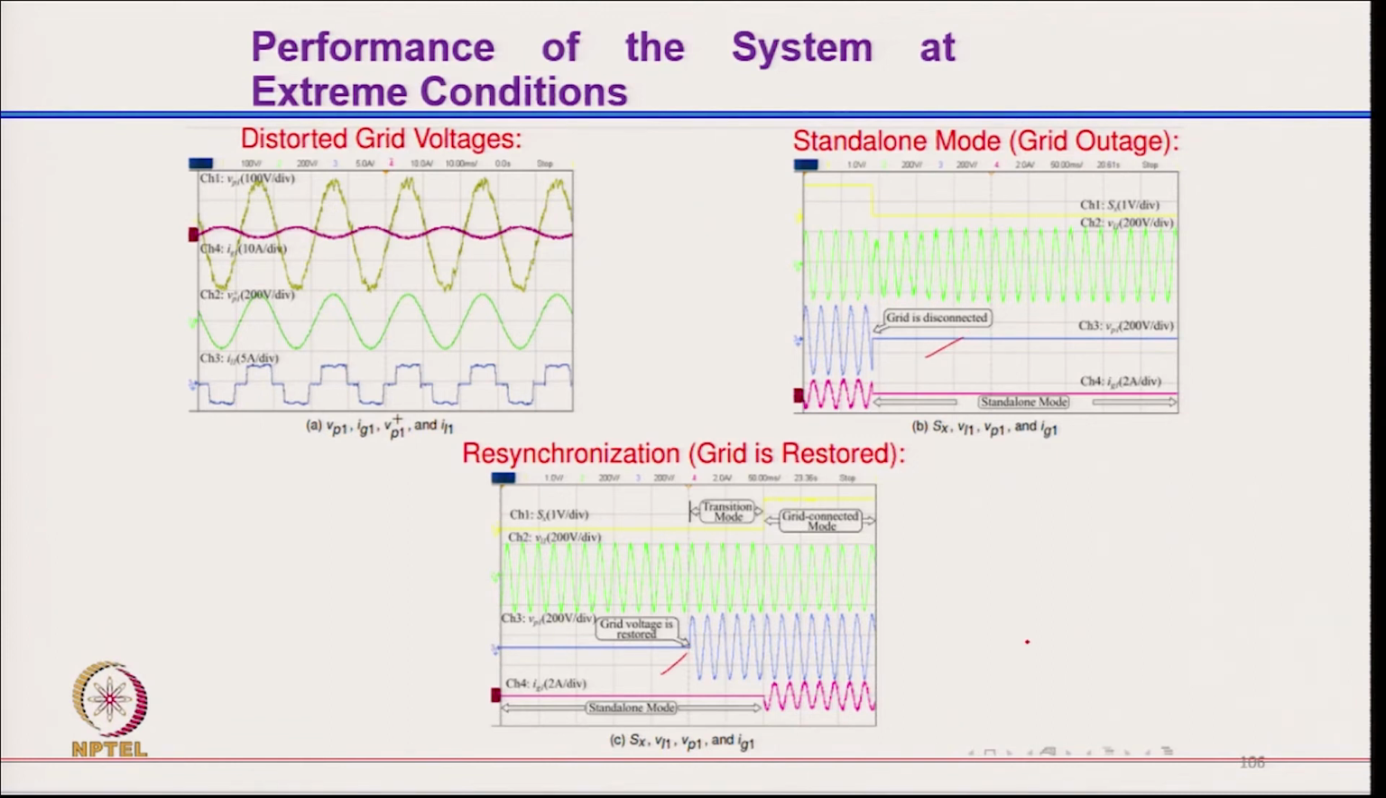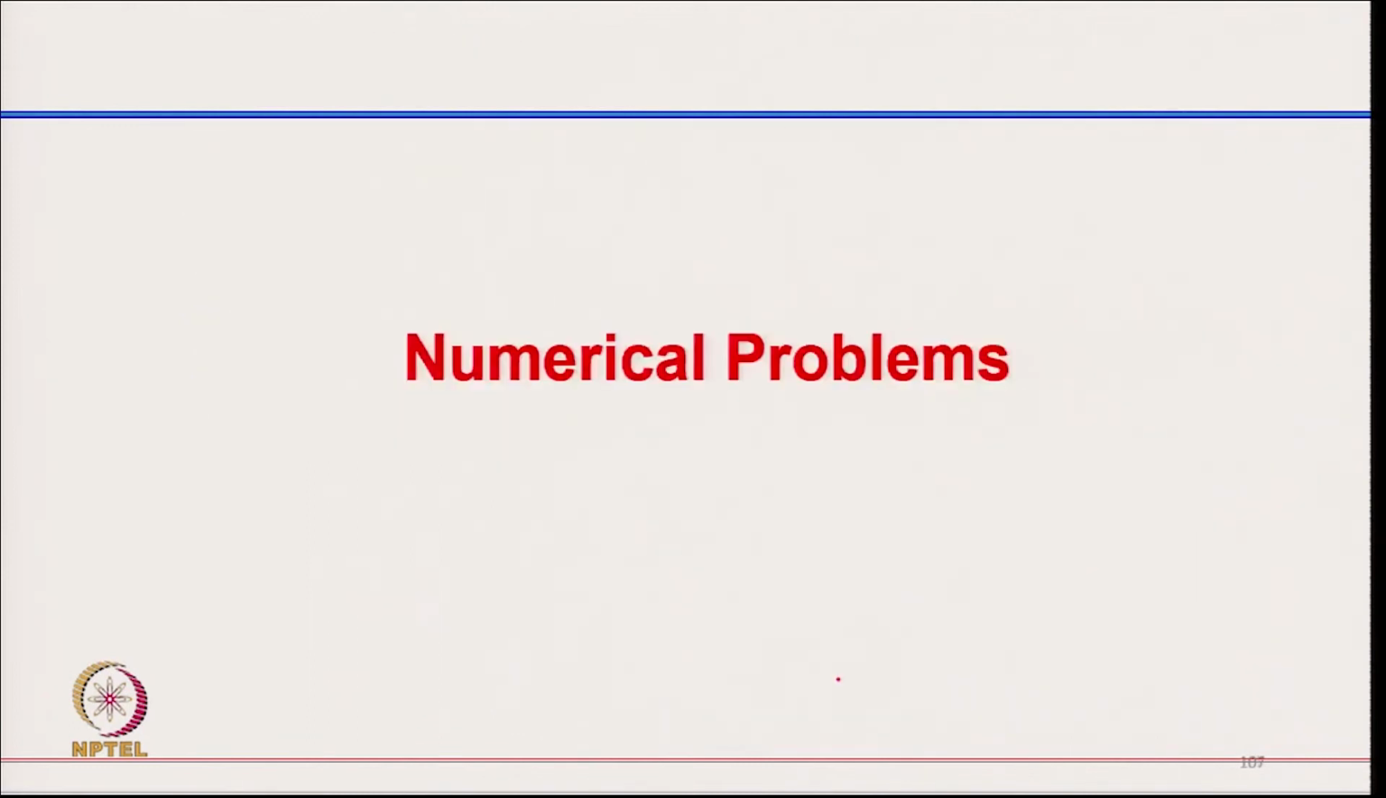Typical synchronization. This is standalone mode, this is distorted grid voltage, and here it is the synchronization. You have grid voltage here, the grid is appearing here and grid current is starting. So, it takes 4 to 5 cycles for grid synchronization. So, these are typically the different wind energy conversion systems for power quality improvement.